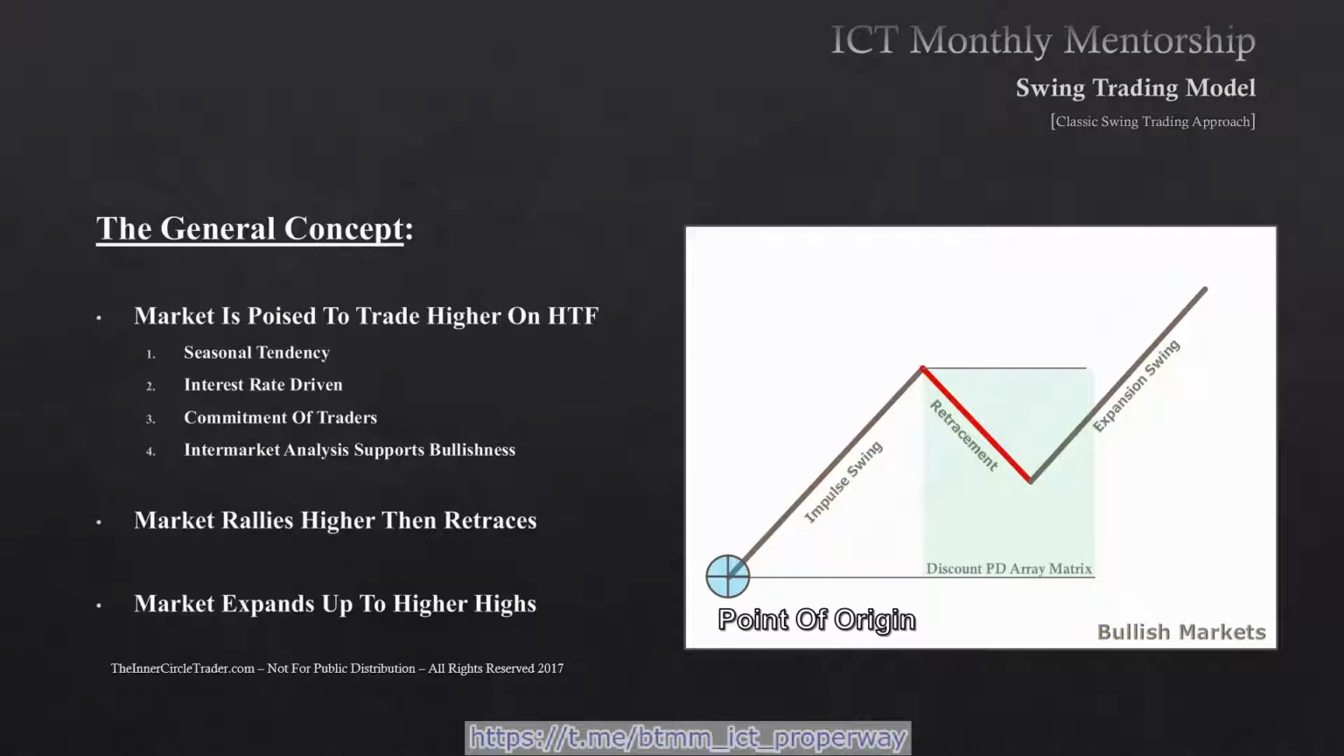Inside the impulse swing, we're looking for all of those PD arrays on a discount basis. We're looking to map out what levels would be indicative of having strong likelihood to buy, or where we would see institutional order flow step in and start sending price higher again. Once you do this, you've already outlined what it is you're looking for. You'll know what price levels you're looking for, and that's how you map out your discount array matrix.